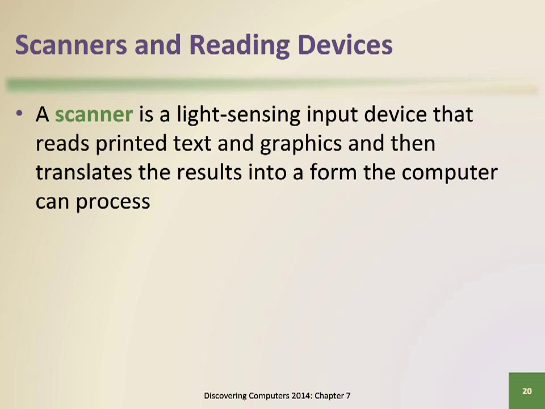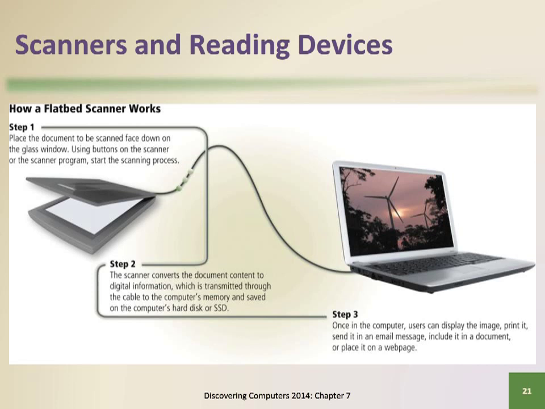A scanner captures printed text and graphics and then translates the results into a form the computer can process. By using a scanner, data is captured directly from the source document. Scanners can increase input accuracy and efficiency. A scanner works in a manner similar to a copy machine, except it creates a file of the document in memory instead of a paper copy.